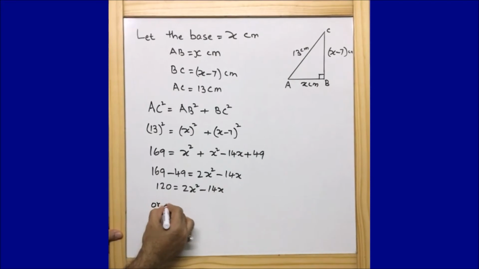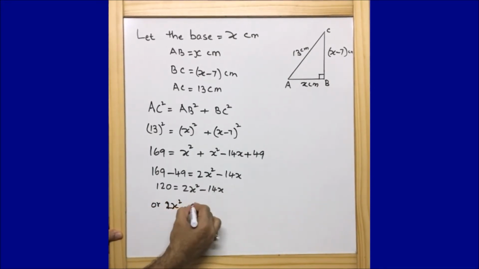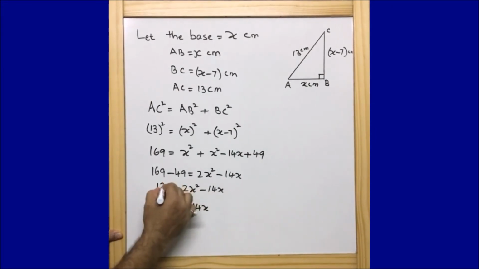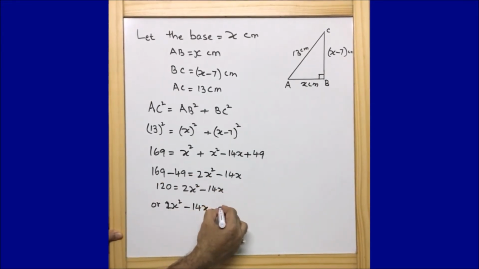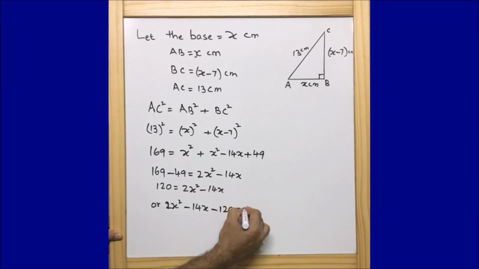Or we can say 2x square minus 14x, and this 120 I am taking to the right side, so it will become negative 120, equal to 0. So the equation is 2x square minus 14x minus 120 is equal to 0. So guys, we could see here that we got one quadratic equation. Now we need to factorize this equation to find out the real roots of x. Once we get the roots of x, then definitely we can say the value of x is this much, so we can derive the height and base.